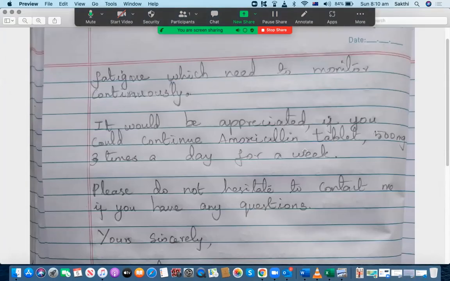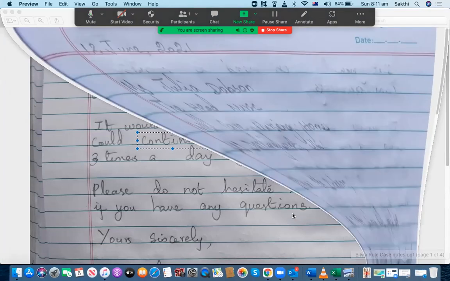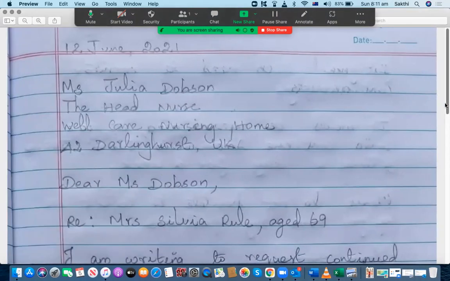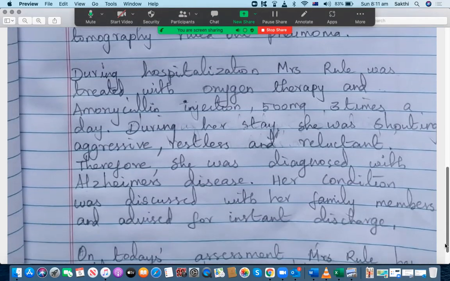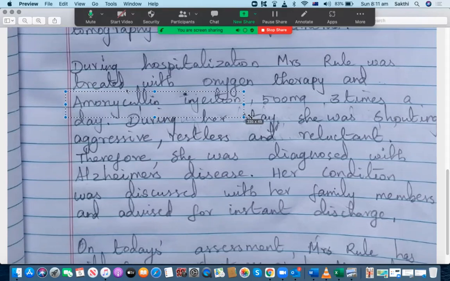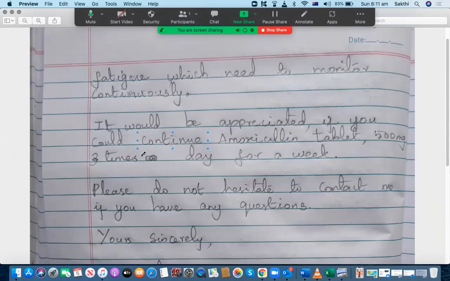It would be appreciated, comma, if you could continue amoxicillin tablet. It's not continue actually, because previously you told the injection, isn't it? So look at this one, and you said if you continue, that's wrong. Okay, look at this here. I think we have read somewhere here. Yeah, here you go. Amoxicillin injection. So initially it was an injection, but that has been changed to the tablet.